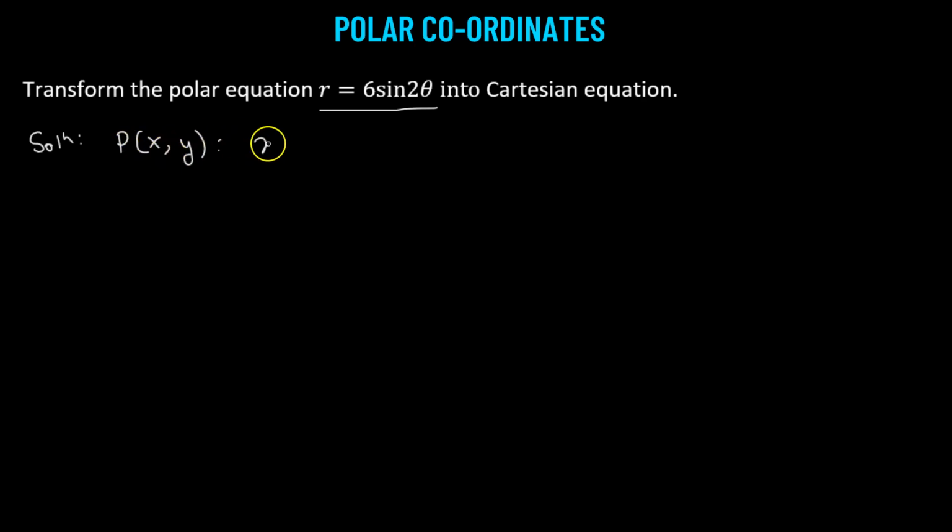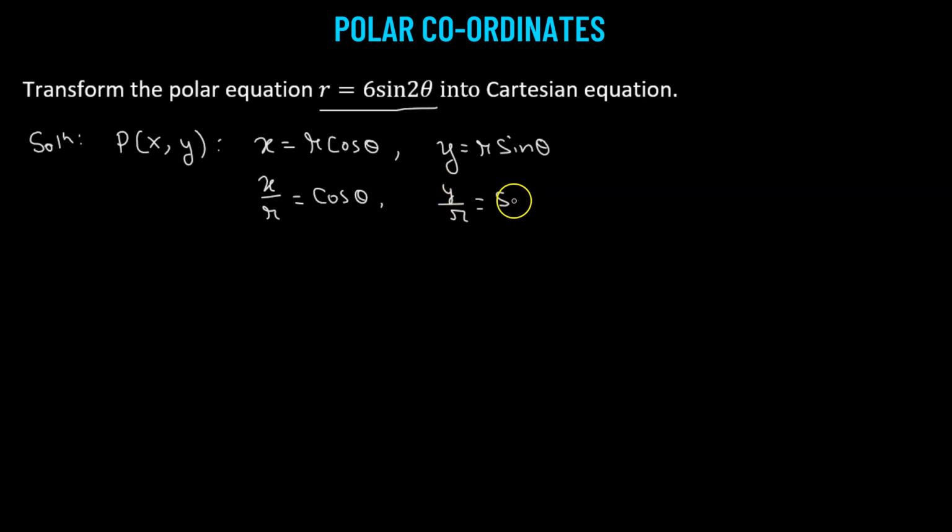Then the Cartesian coordinate x can be represented in terms of r and theta as r cosine theta, and y can be represented as r times sine theta. Meaning x over r is equal to cosine theta and y over r is equivalent to sine theta.